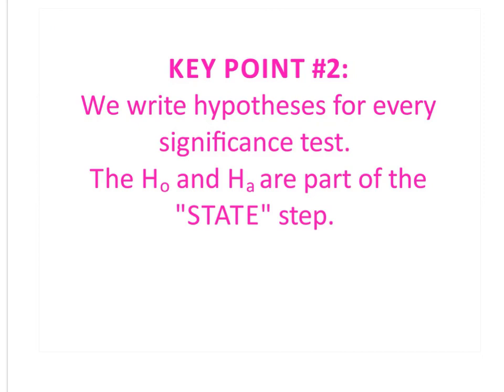Which brings us to key point 2. We write the hypotheses for every significance test. The null and alternative are part of the state. So when we think about the 4-part process, null and alternative, population and parameter are all part of the state.